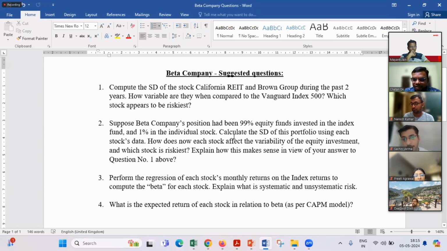In that case, calculate the standard deviation of this portfolio, because the moment you have more than one security, it is actually called a portfolio. What is a portfolio? Portfolio means it's a mix of various asset classes. It does not mean a portfolio should comprise only equity shares. It can be a mix of real estate, bonds, mutual funds, stocks, indexes, anything for that matter.